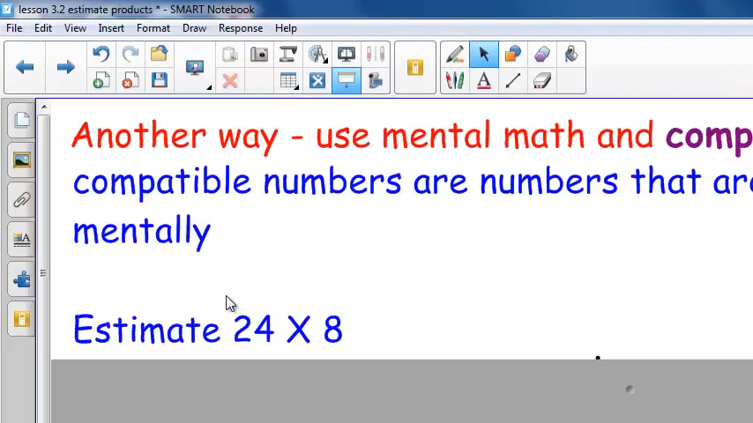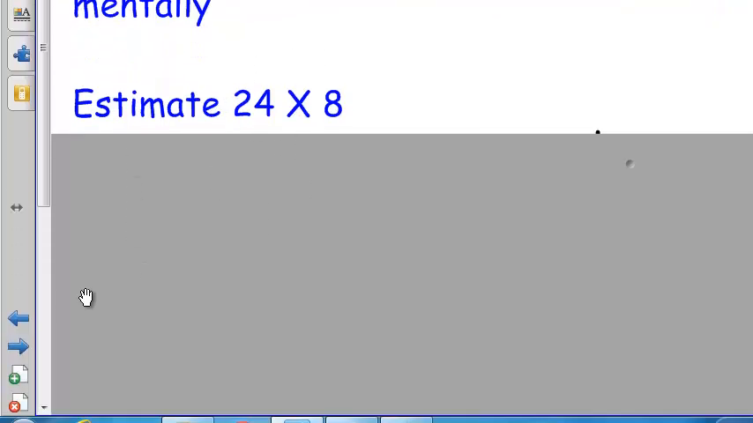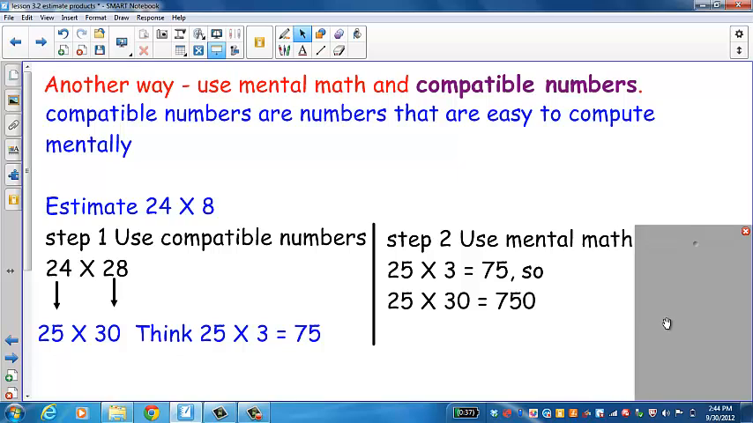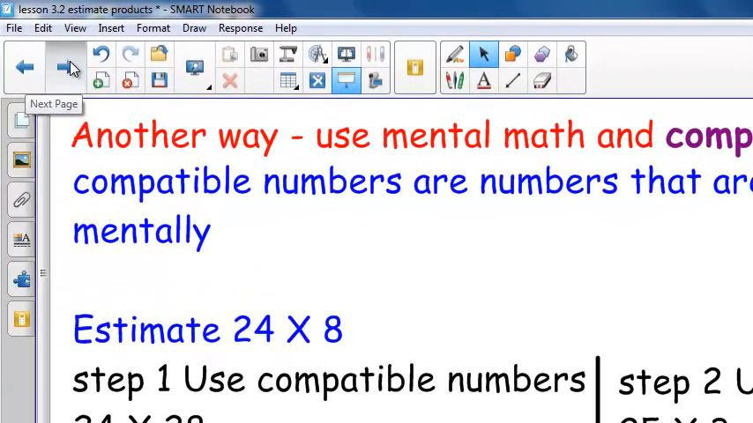A lot about using mental math, and you know that 25 is one of my favorite numbers. So 24 is really close to 25. So we can use the compatible numbers 25 times 30. So we rounded 24 to 25 because 25 is an easy number to multiply because you can think of it as quarters. And then we rounded 28 to 30 because we can multiply 25 times 3 and it's 75, like 3 quarters is 75 cents. Once you have 25 times 3 equals 75, now you can use mental math and say if 25 times 3 is 75, then 25 times 30 must be 750.